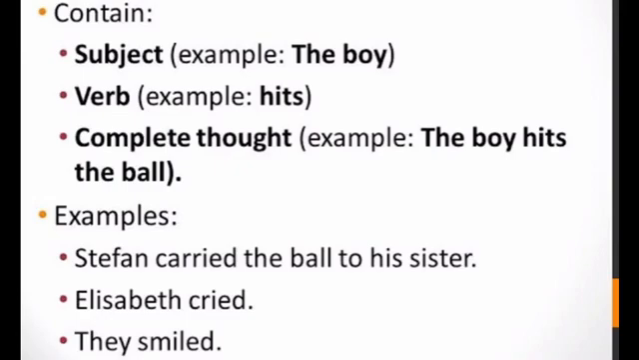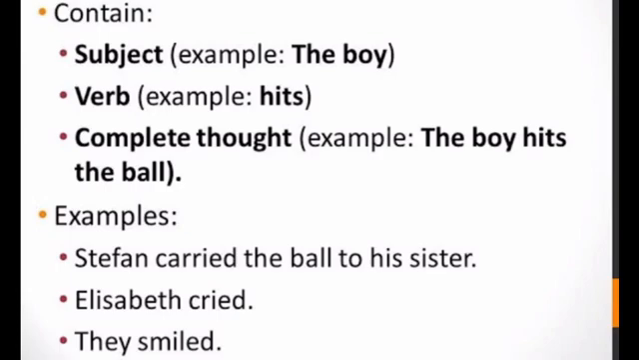Look at the three examples given here. The first one, Stefan carried the ball to his sister. Then, Elizabeth cried. The third one, they smiled. All these sentences carry a subject and a predicate of their own. They produce complete meaning because they stand alone as a sentence.